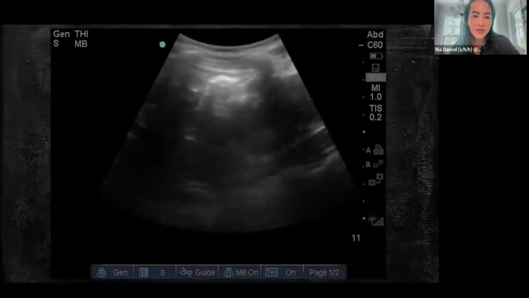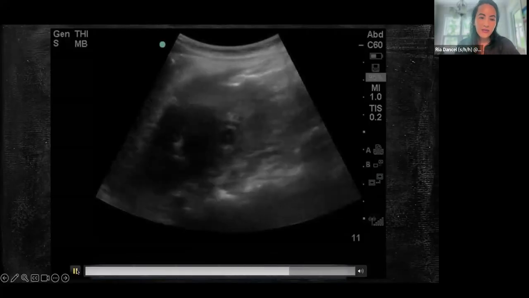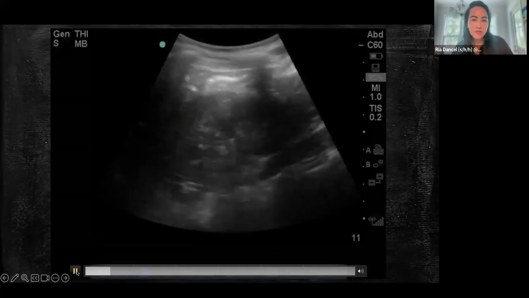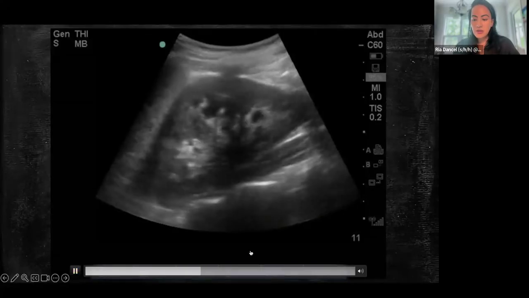The other one is called a dromedary hump on the left kidney. You can see that the left kidney can be molded by the spleen so that it looks a little bit more triangular shaped rather than the bean-shaped right kidney. That's another variant.